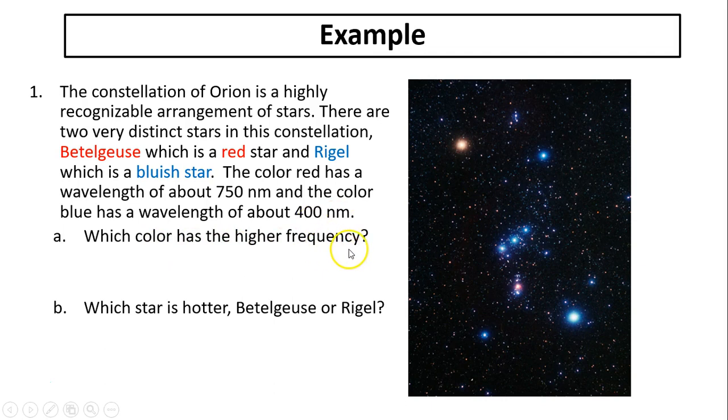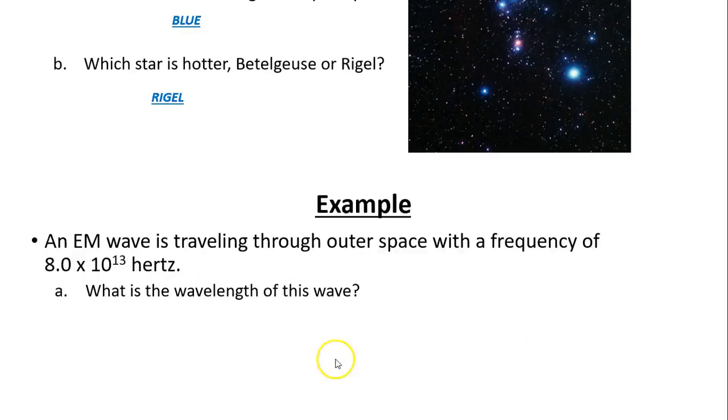The higher frequency is the one with a shorter wavelength. So in this case, it is Rigel, the blue color. And which color is hotter? We know the higher the frequency, the hotter it is. So it would be Rigel.